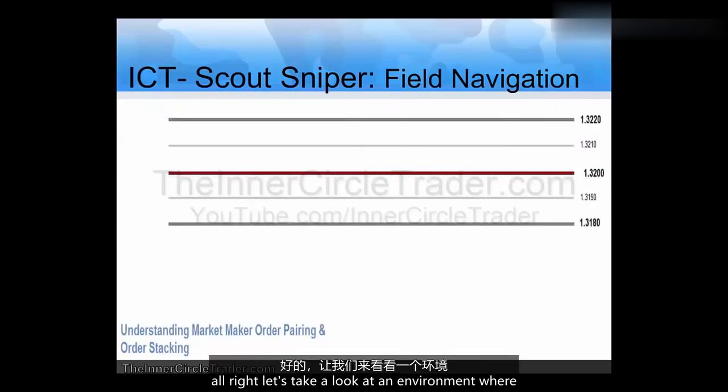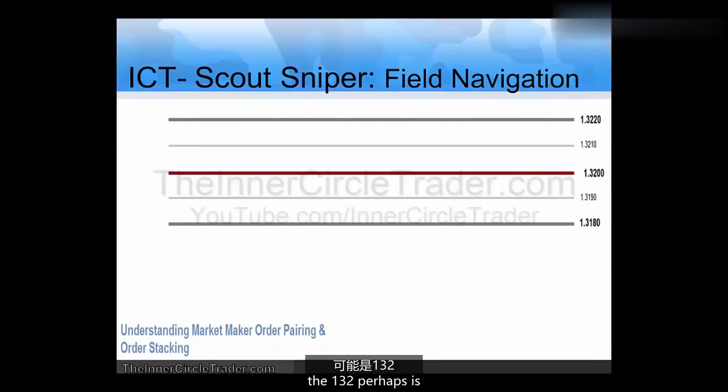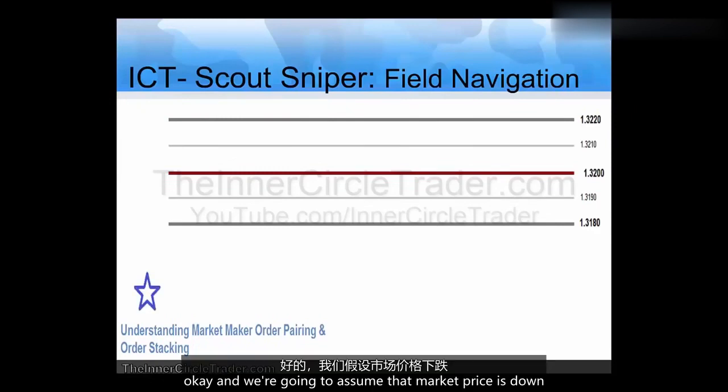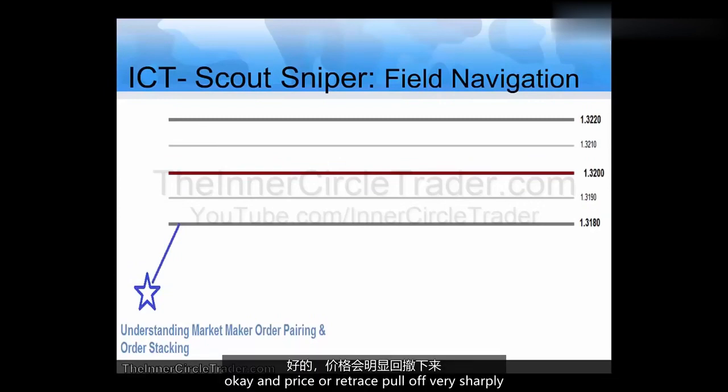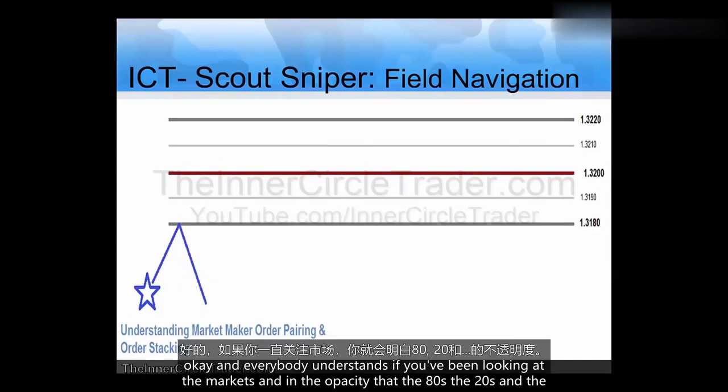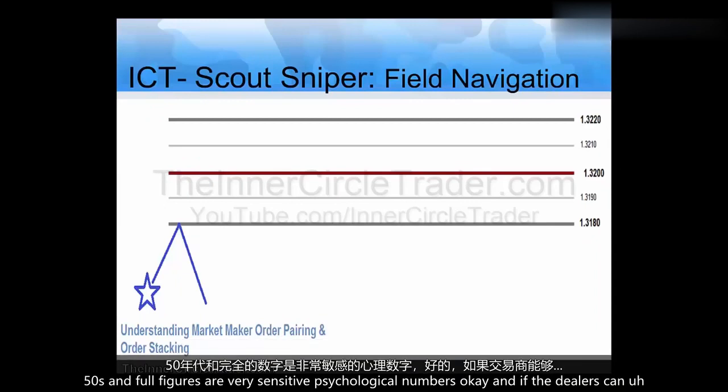All right, let's take a look at an environment where the 132 perhaps is a clearly discernible resistance level. We're going to assume that market price is down here below that particular price level. Generally you'll see this type of action. They'll take it up to the 80 level, and price will retrace, pulling off very sharply. Everybody understands, if you've been looking at the markets, that the 80s, the 20s, and the 50s and full figures are very sensitive psychological numbers.